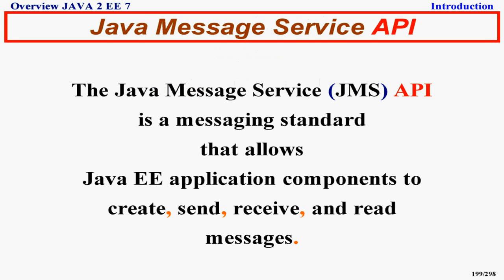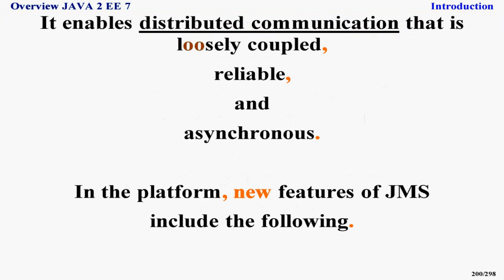Java Message Service API. The Java Message Service JMS API is a messaging standard that allows Java EE application components to create, send, receive, and read messages. It enables distributed communication that is loosely coupled, reliable, and asynchronous. In the platform, new features of JMS include the following.